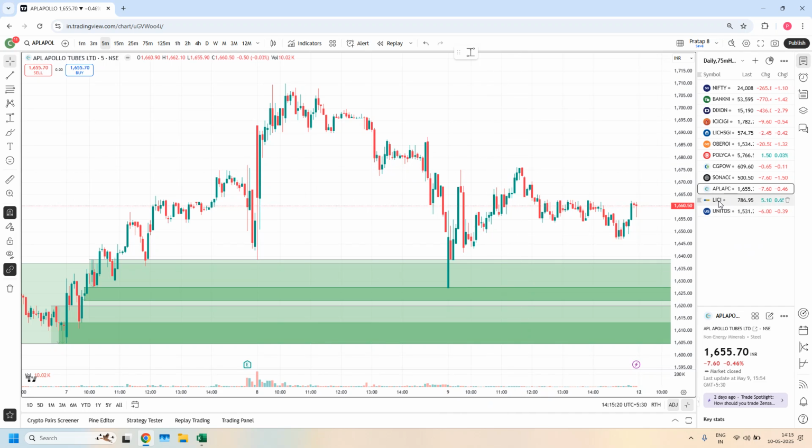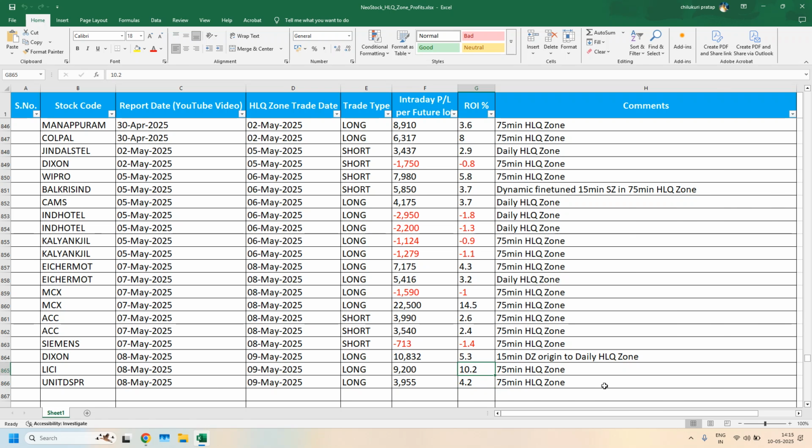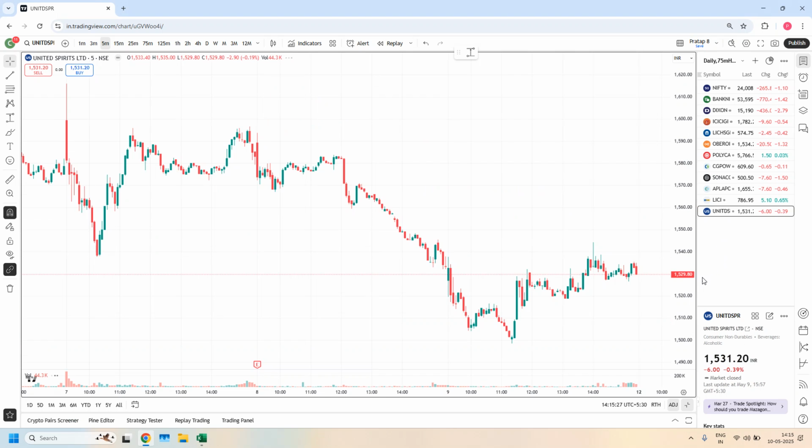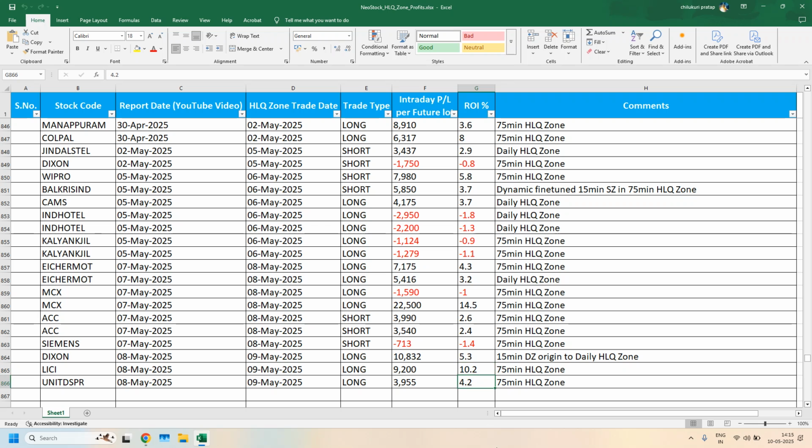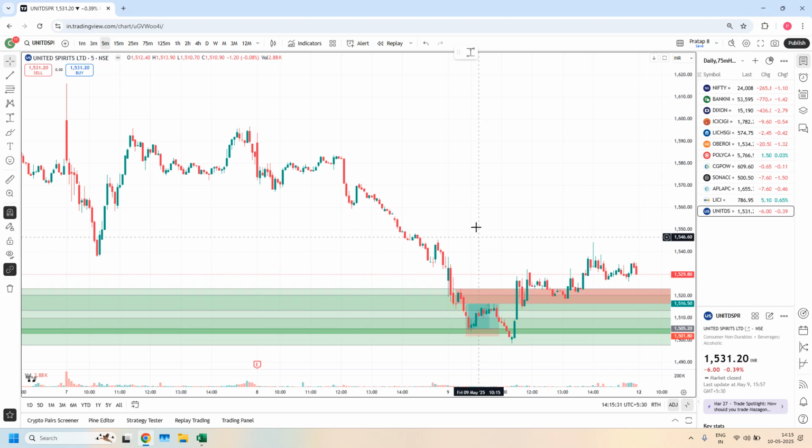And the next remaining, LIC, we discussed, LIC gave us a very good, around 10% ROI. And United Spirits, again we discussed, that also gave us 4.2% ROI. So these are the high liquidity zones. And no stocks stopped out today. I'm sure you would have got, especially HLQ zone traders would have got good profits today. So this is about HLQ zone performance.